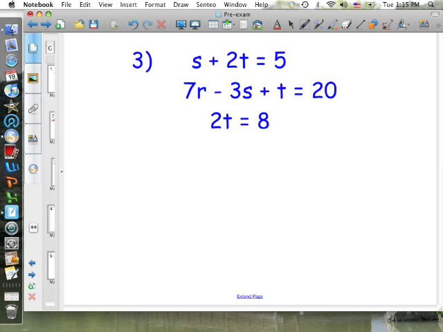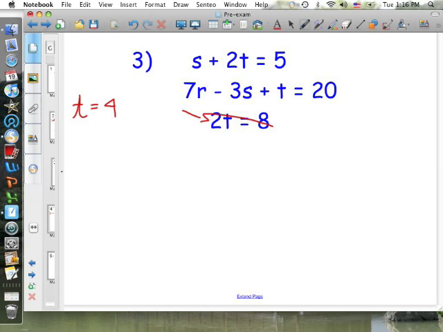Number 3 is another system of equations, but there are 3 equations with 3 unknowns. You want to try to identify the equation that has the simplest or the least amount of information, which would be this one. There's only one variable, and so you can solve this equation right now and find that t is equal to 4. Once you know t is equal to 4, you're done with this equation.